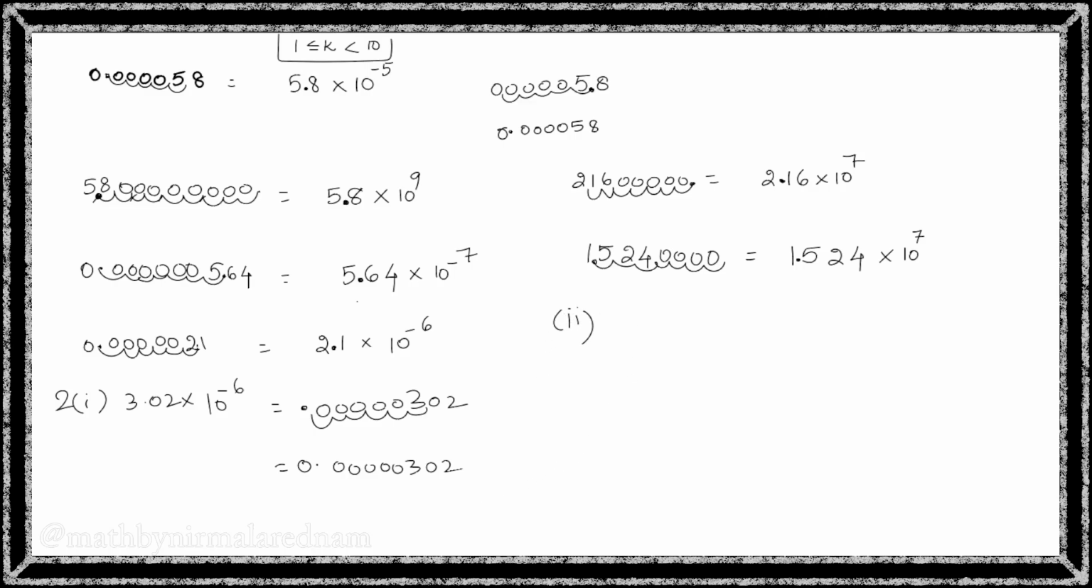The second bit, 4.5 into 10 power 4. So write a few zeros. So from here, 1, 2, 3, 4. So here I am going to place the decimal. It's going to be 45,000.